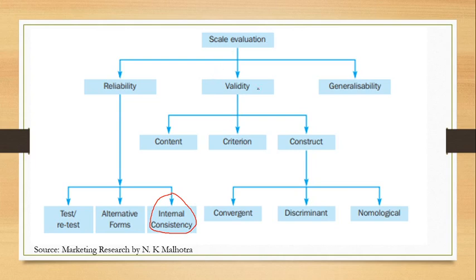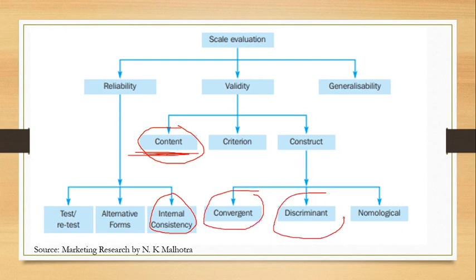Then the scale evaluation should be validated. Content validation is related to a theoretical aspect, and in the theoretical aspect you just try to test that it is having all the important content, all the important dimensions related to that topic. But statistically we don't test for the content validity. We test convergent validity and discriminant validity.